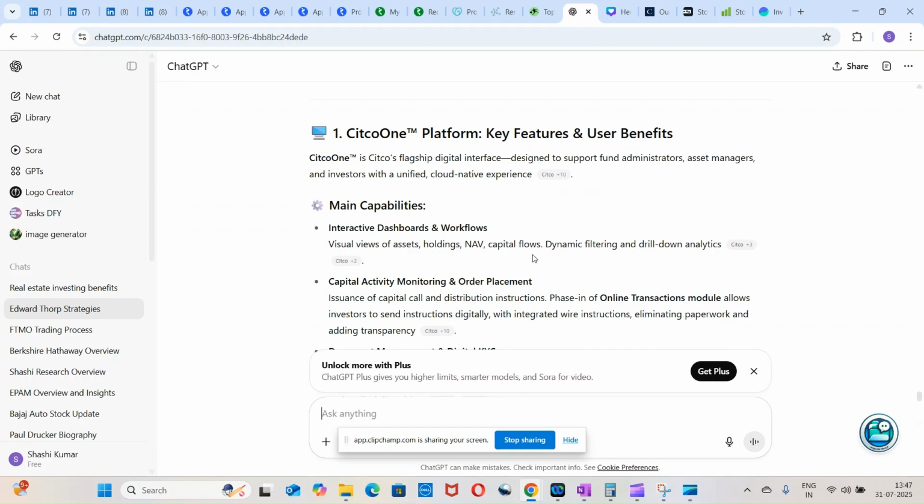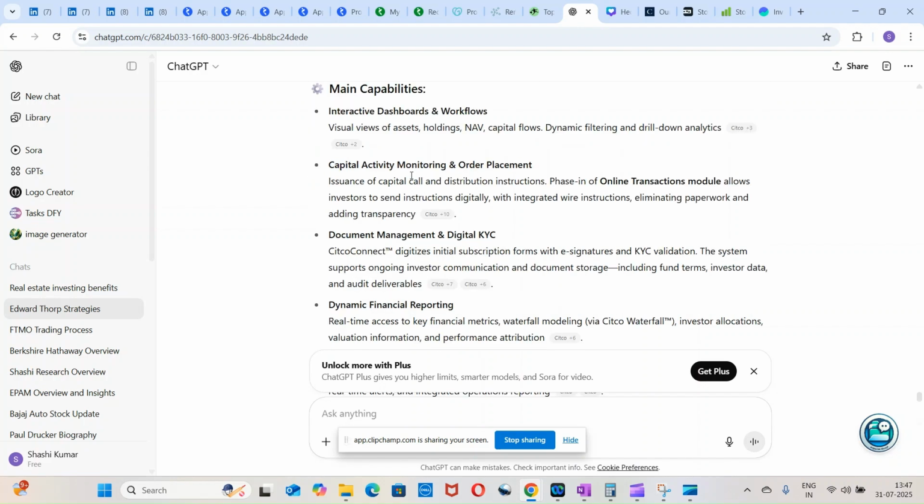Citco One is Citco's flagship digital interface, designed to support fund administrators, asset managers, and investors with a unified cloud-native experience. Main capabilities in the software are interactive dashboards and workflows. You can see visual views of assets and holdings, net asset value, and capital flows, and dynamic filtering and drill-down analytics are also available within this software.